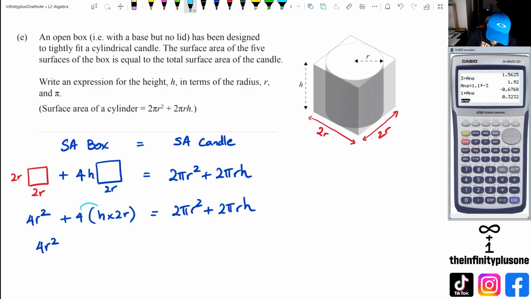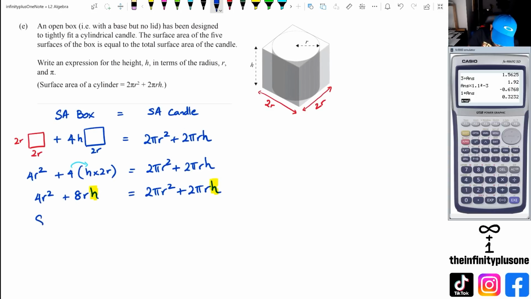So when we expand these brackets, we've got 4 times 2 is 8. 8 times hr, well, that's just going to be 8rh equals 2 pi r squared plus 2 pi rh. Now my main mission is to bring h together and then get rid of all the r's to the other side.